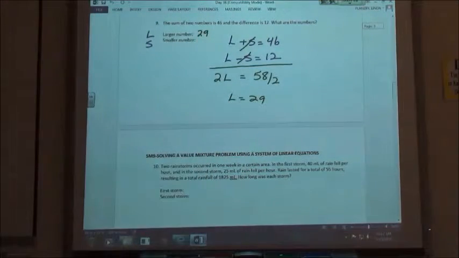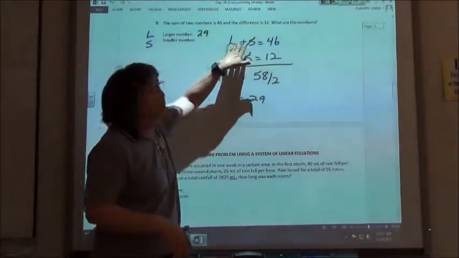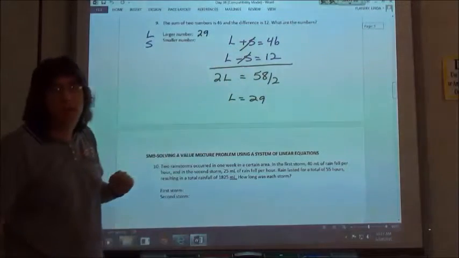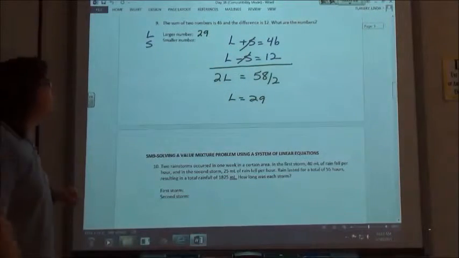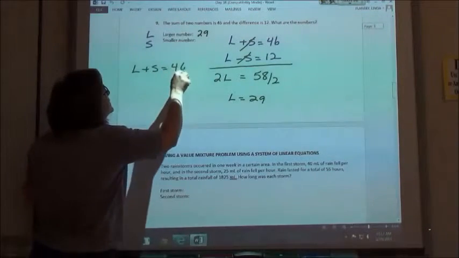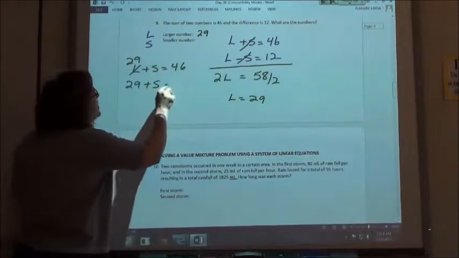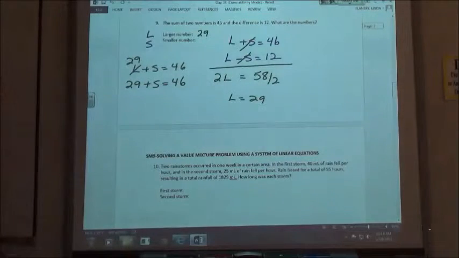Now on these ones where we're doing the elimination method, it's a little trickier to find the smaller number because we don't have an equation that just says S equals something. I recommend that you always use the one with the plus sign. It's easier to solve. Not that the one with the minus sign won't work, because you should get the same answers, but I'm going to use the top equation that said L plus S equaled 46. We knew the large number was supposed to be 29, so 29 plus S equals 46. And then all we're going to do is solve that for S, so we subtract our 29. 46 minus 29 would give us 17.